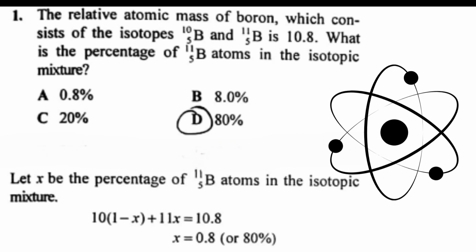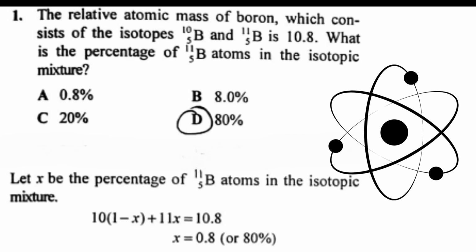As you all know, isotopes are atoms of the same element that have the same number of protons but different numbers of neutrons. In this case, boron 10 and boron 11 both have 5 protons, but they differ in their number of neutrons. As we know, the atomic mass we see on the periodic table, 10.8 for boron, is an average based on the abundance of these isotopes in nature.